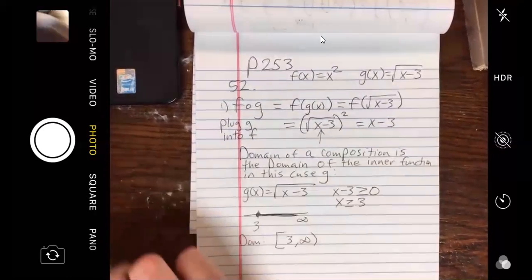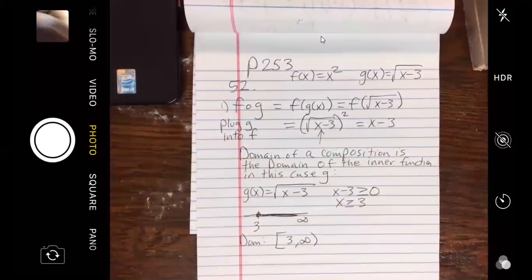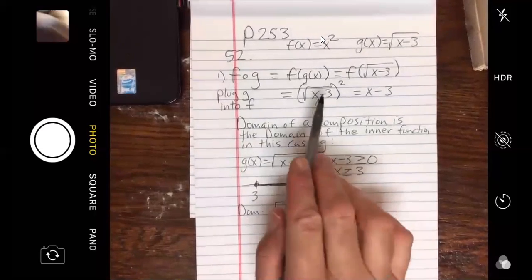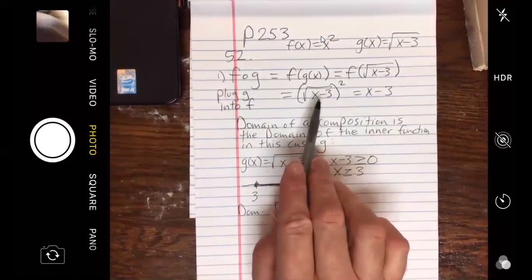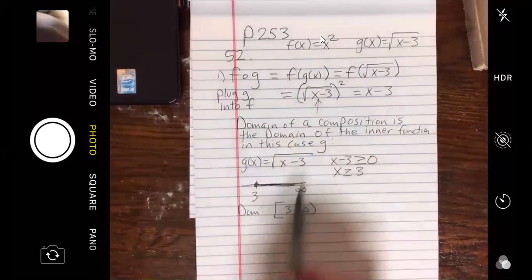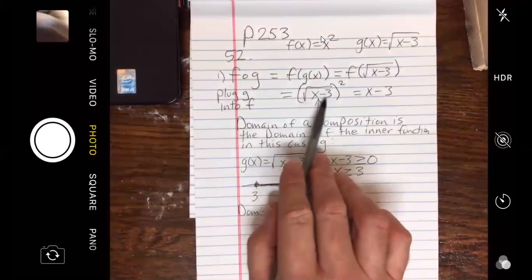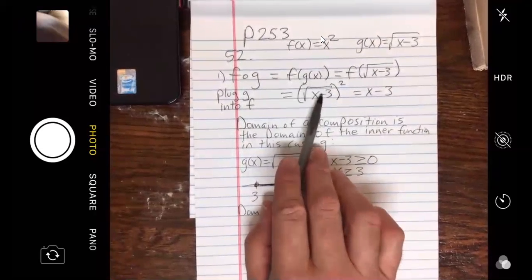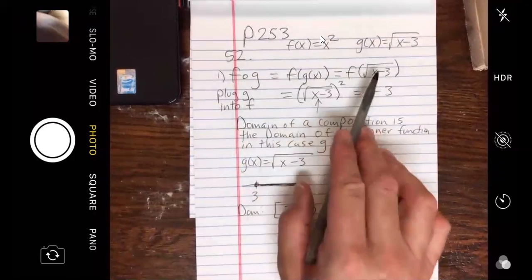Let's double check this. It's not the back of the book. It's an even one. No problem. Yeah, these go by the domain of the inner function. You can only stick x's in that give you legal values on the inner function so that then you have a legal value out to stick into the outer function.